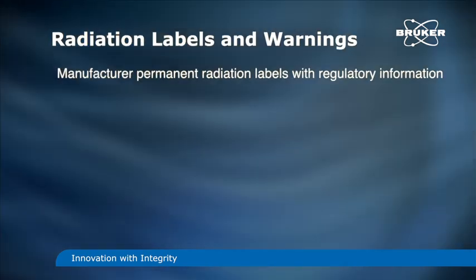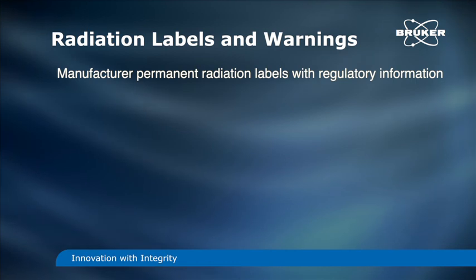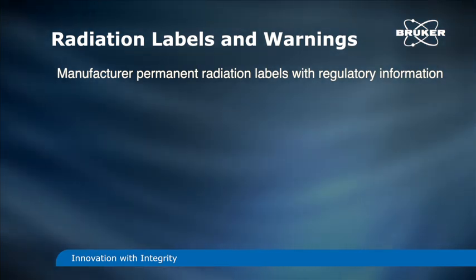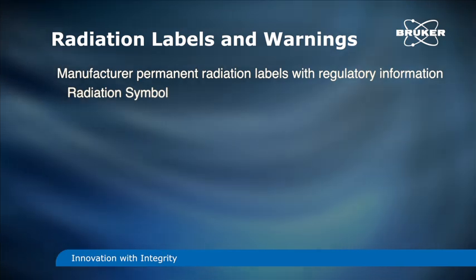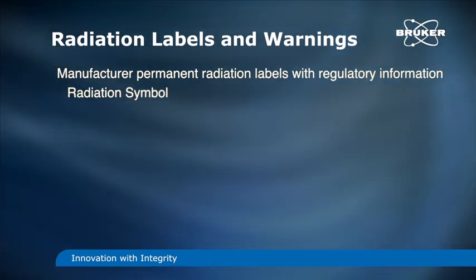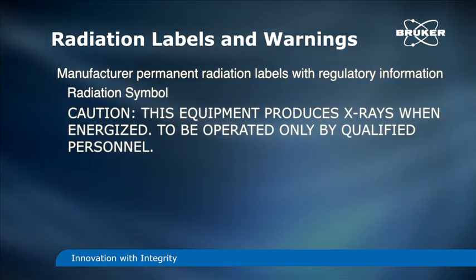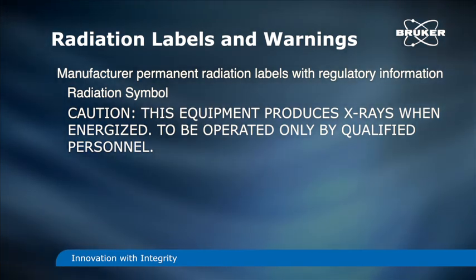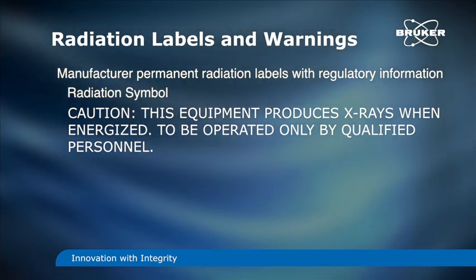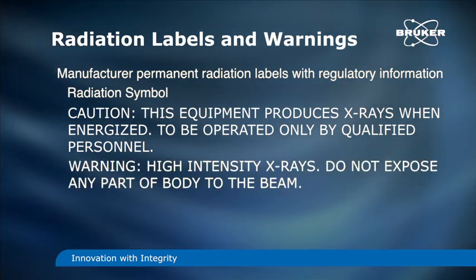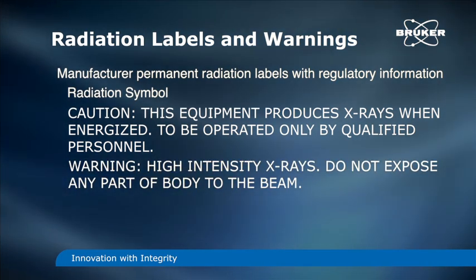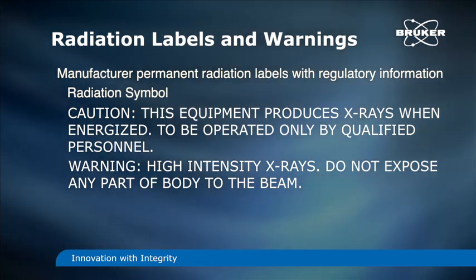Safety warning labels identify the analyzer as a radiation-producing instrument. The manufacturer mounts radiation warning labels at the factory. Each instrument contains the words, "Caution. This equipment produces X-rays when energized, to be operated only by qualified personnel," and "Warning, high-intensity X-rays. Do not expose any part of the body to the beam."